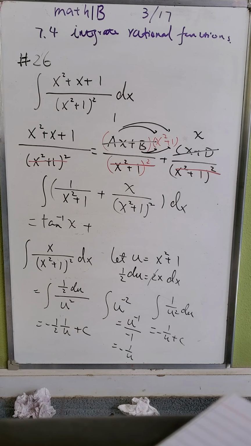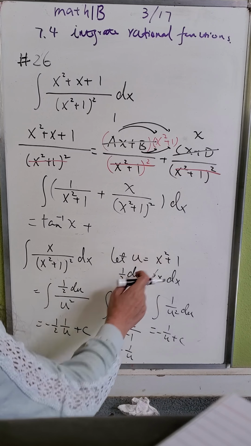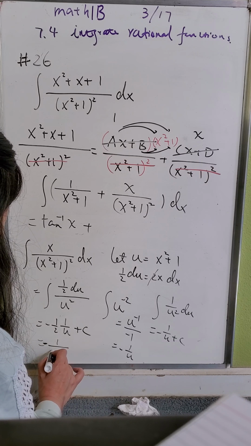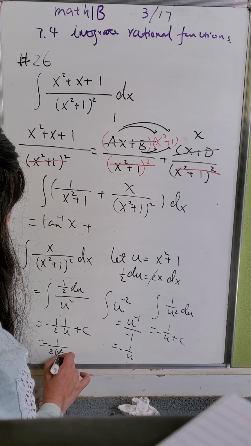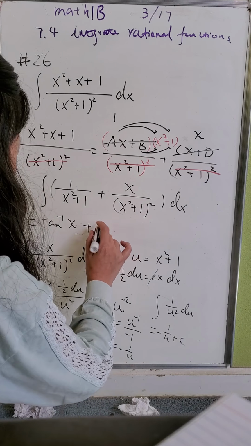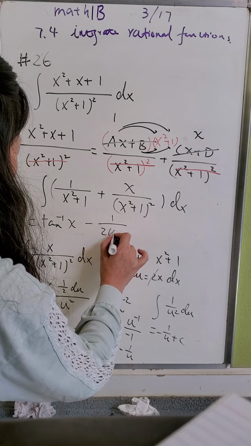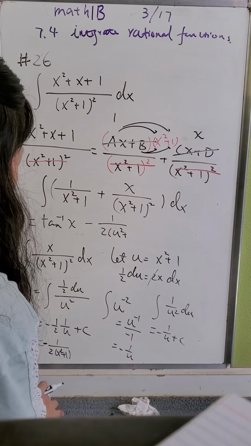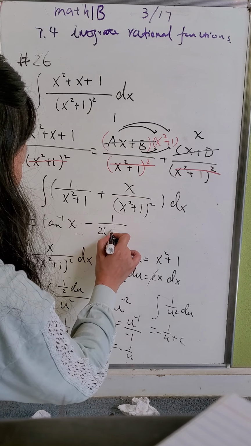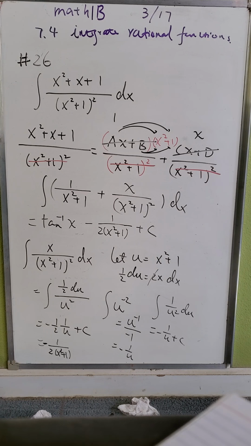Okay, so now we're going to put back the u inside. The u is equal to x squared plus 1. So that's equal to negative 1 over 2 times x squared plus 1, and then plus c.